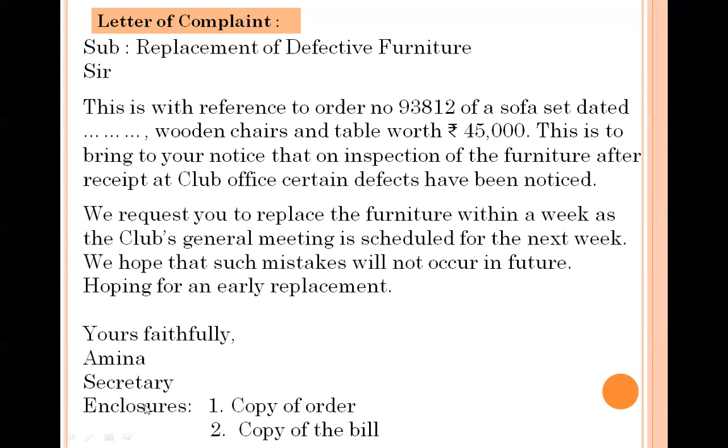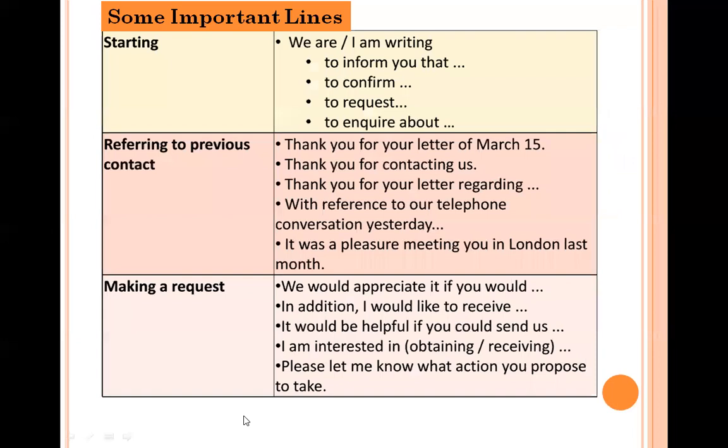And see, now here the enclosures are added because you are attaching some documents also with the letter. So it is important to mention those documents in the enclosure. So you are attaching a copy of order and a copy of bill. It will become easier for the dealer to check your reference number and fulfill your requirement easily. So that way it is important that you mention the date, the copy of the order, copy of the bill should be attached with the letter, and it should be mentioned in the enclosures too. Hope this is clear to you all.